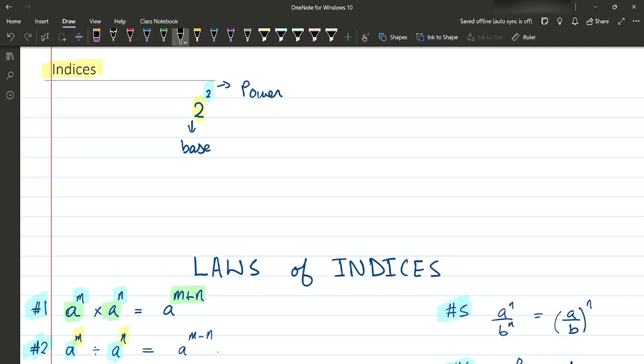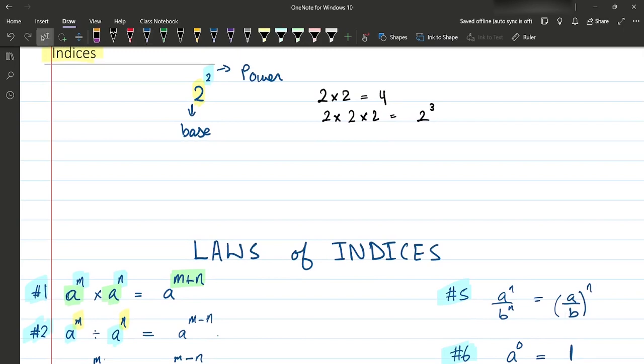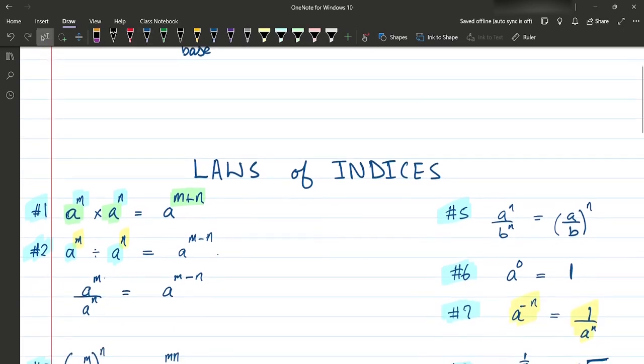Okay, so what does this really tell us? It tells us that 2 is multiplying itself twice. It gives us 4. Okay, what if we have 2 times 2 times 2? Well, that will just be 2 to the power 3. 2 is multiplying itself 3 times. That's what this notation is really used for. Okay, but let's move on to the real work of the day.